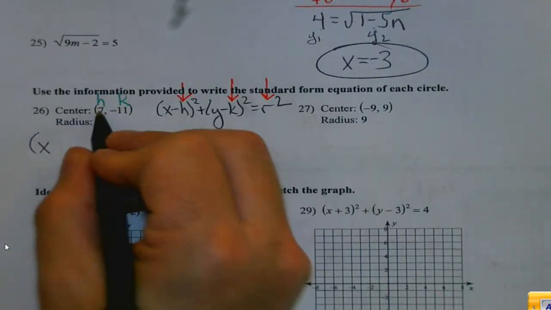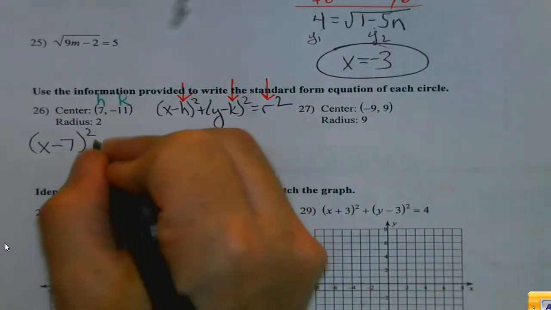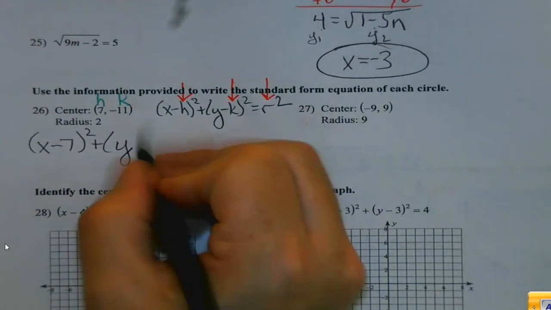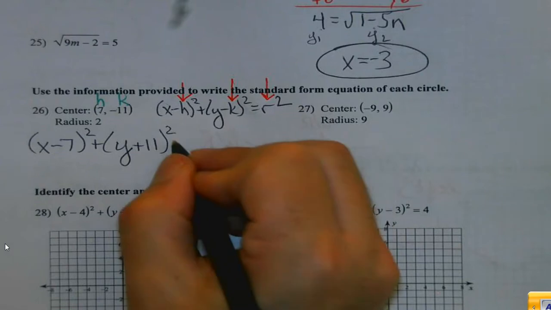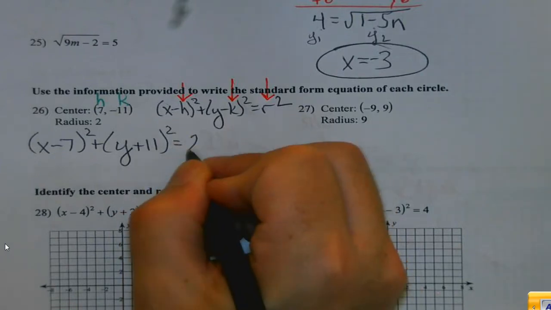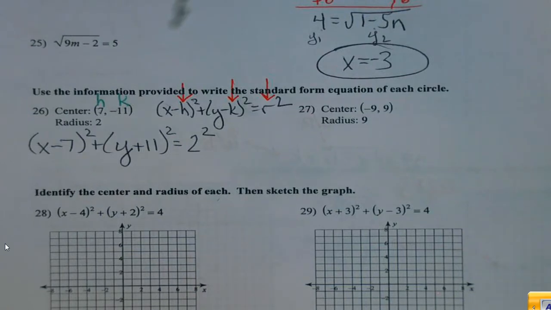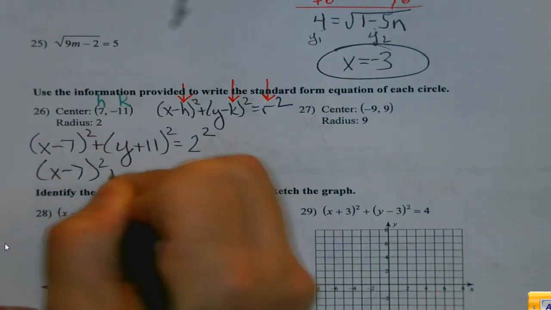X, opposite of h. Remember your squareds. Y, opposite of k. But remember, this is radius squared. Do not leave it that way. I want to know if you know your math. And here you're going to get lucky, because whether you did 2 squared or 2 times 2, you're going to end up with the same thing. That will not happen every time.